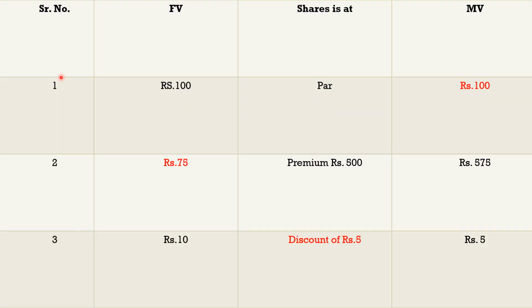So here we put all the values. In the first, MV, meaning market value, is rupees 100. Second case, FV, meaning face value, is rupees 75. And third, shares is at discount of rupees 5.